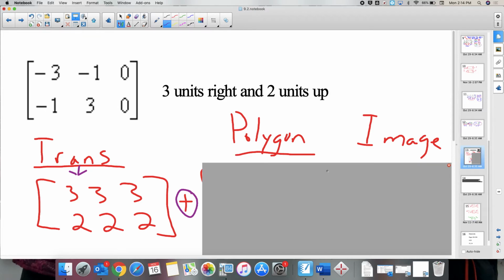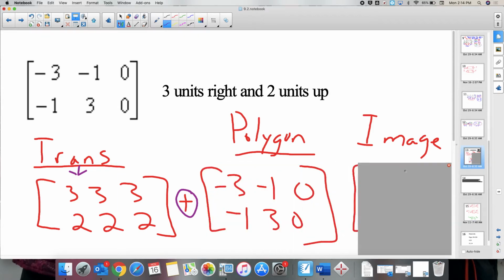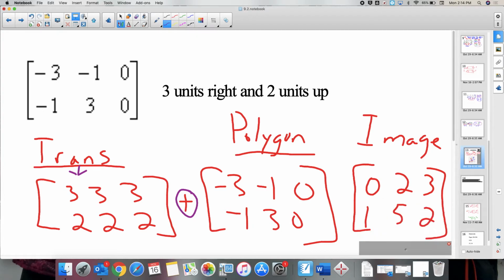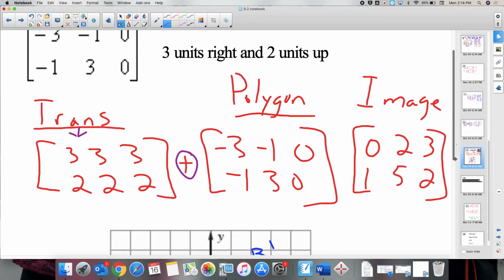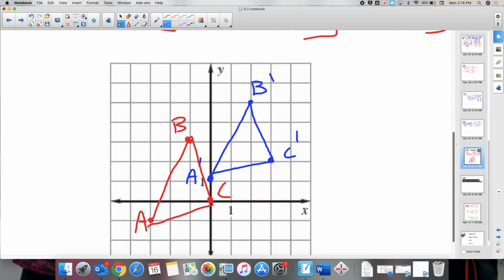3 units right is all positive 3s. 2 units up, it's all positive 2s. Your polygon matrix was given to you. So your image matrix, then we just add 3 to all of the tops, add 2 to all the bottoms. If you were to plot them, there's what they look like.